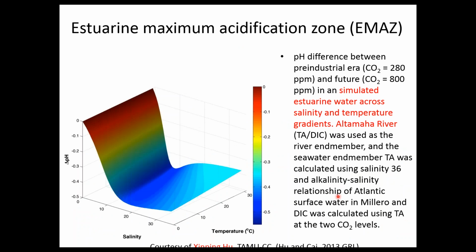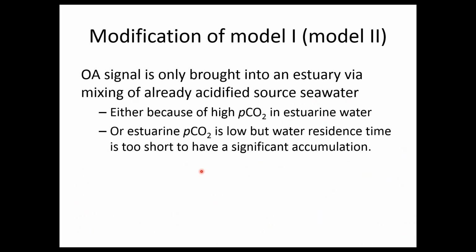In an estuary, we could have a system that has either very high pCO2 in the estuarine water, or low pCO2 like in Chesapeake Bay, and high like in the Georgia River. There's no chance for CO2 to be directly absorbed into the water. But even at a low pCO2, if the water residence time is so short, you may not have enough time to take up anthropogenic CO2. So in this case, the ocean acidification signal, the anthropogenic CO2, comes purely via the mixing of this already acidified source water, that's the seawater, mixing into the estuary.